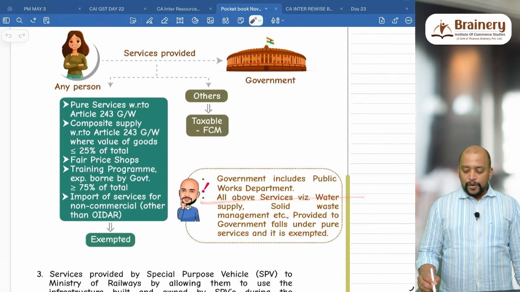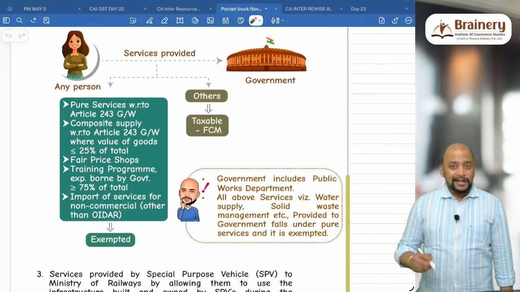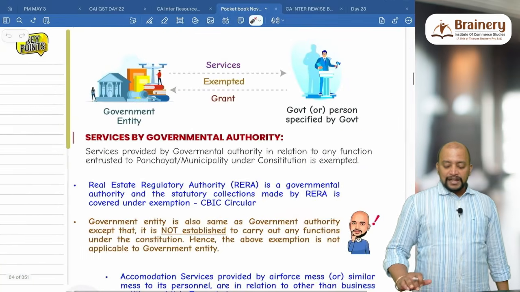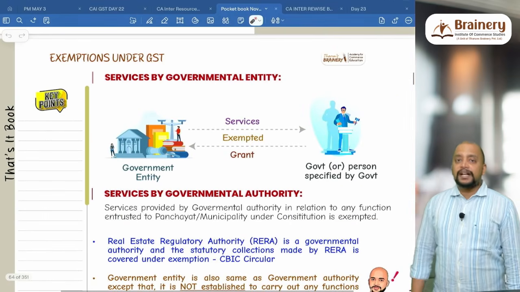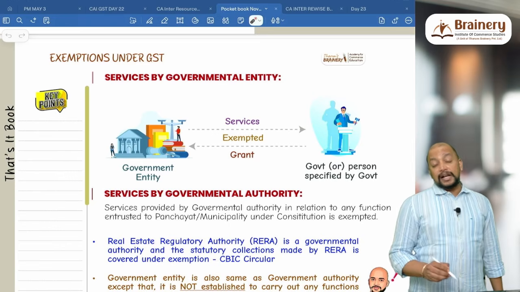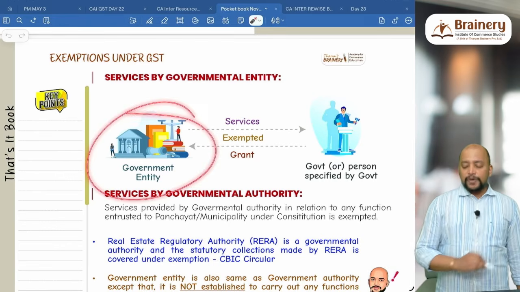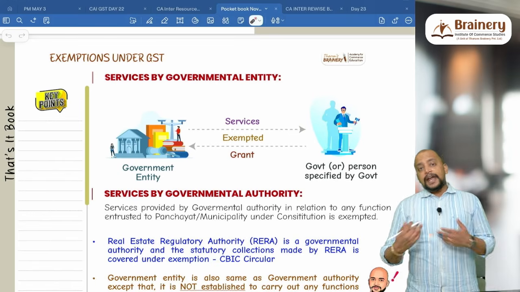All the above services, like water supply, solid waste management, etc., provided to government fall under pure services and are exempted. Then the next one, services provided by government authority. So there is a government entity. Government authority we already discussed; now government entity. Any service provided by a government entity to any person.